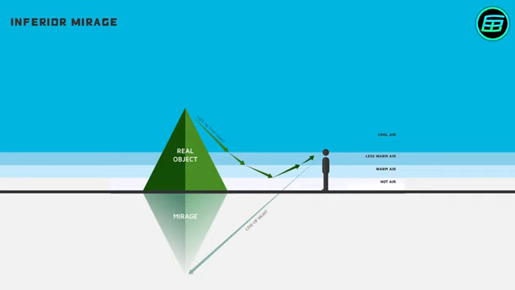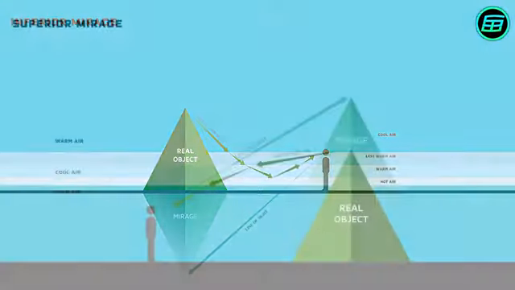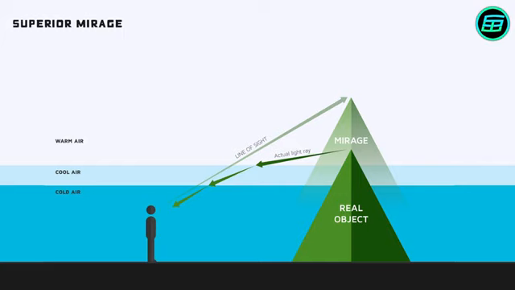The kind of mirage that appears below a real object is known as an inferior mirage. Superior mirages, on the other hand, appear above the real object. These occur when the air below the line of sight is colder than the air above it. Superior mirages are quite common in polar regions.